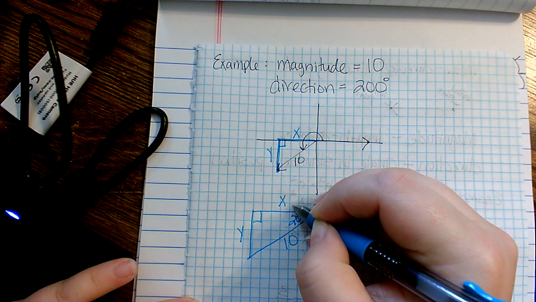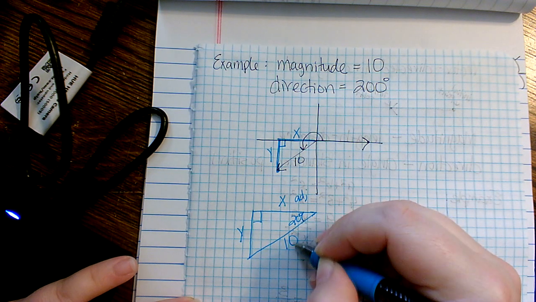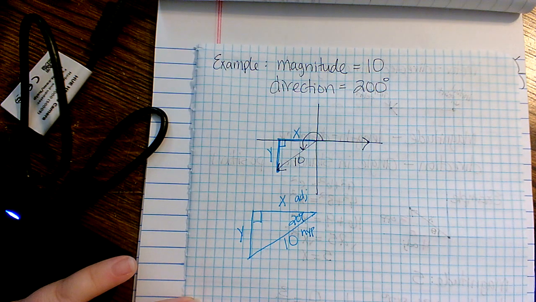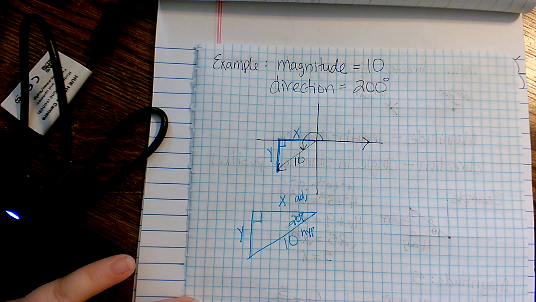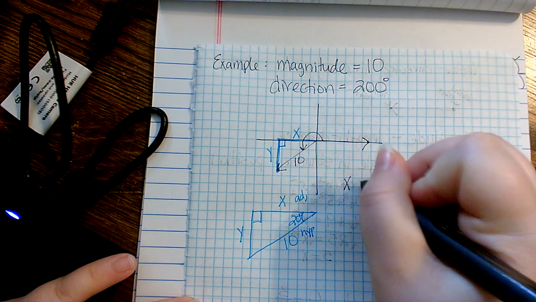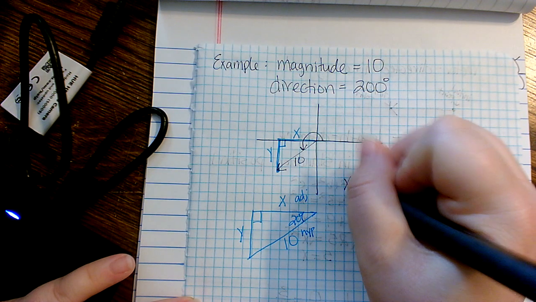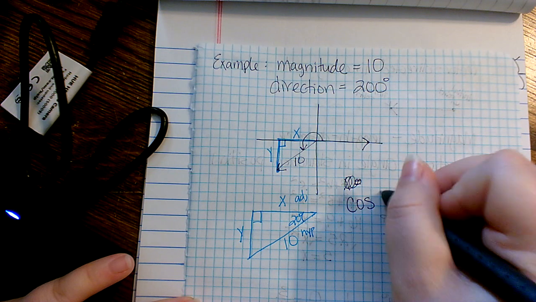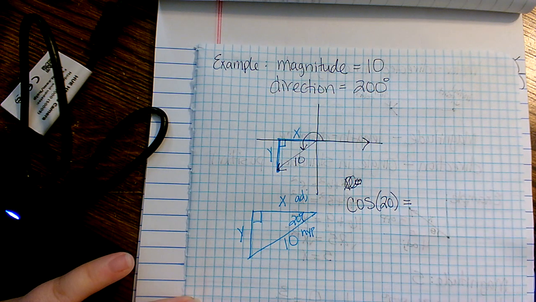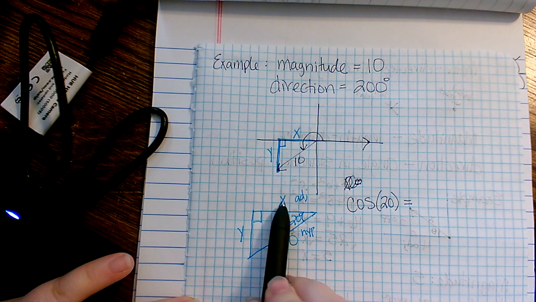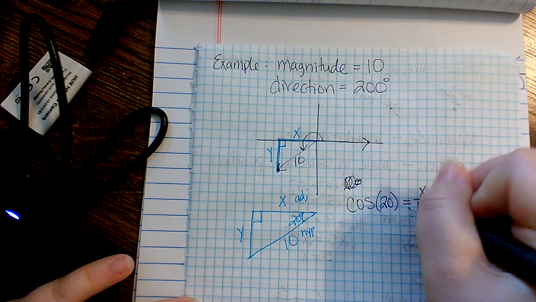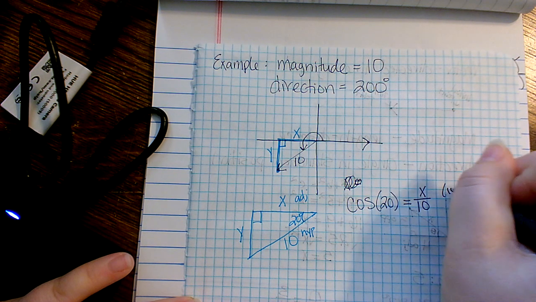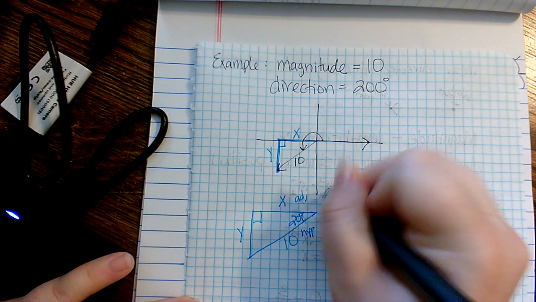So to find x, we know that this is the adjacent side, and 10 is across from the 90. We know that that's the hypotenuse. So adjacent over hypotenuse is cosine. So in order to find the x component, we're going to use the cosine. So the cosine of this 20 degree angle, we know is going to be the adjacent over the hypotenuse, the x over the 10. So now all we have to do is solve for x. So I'll multiply both sides by 10 to move that over.